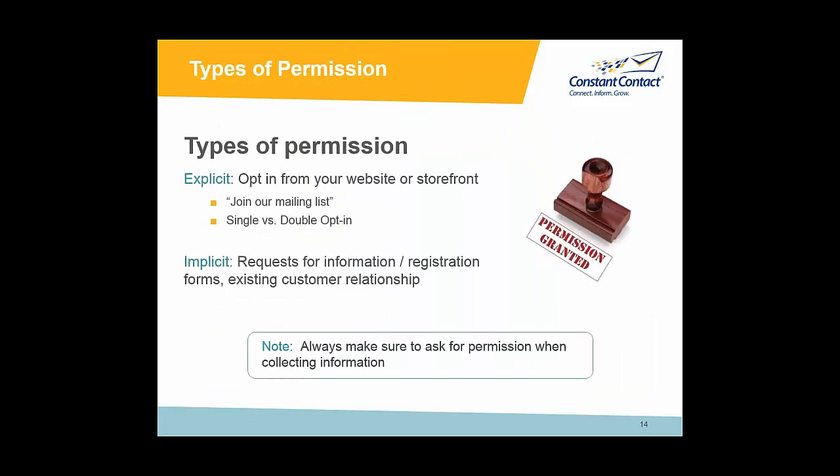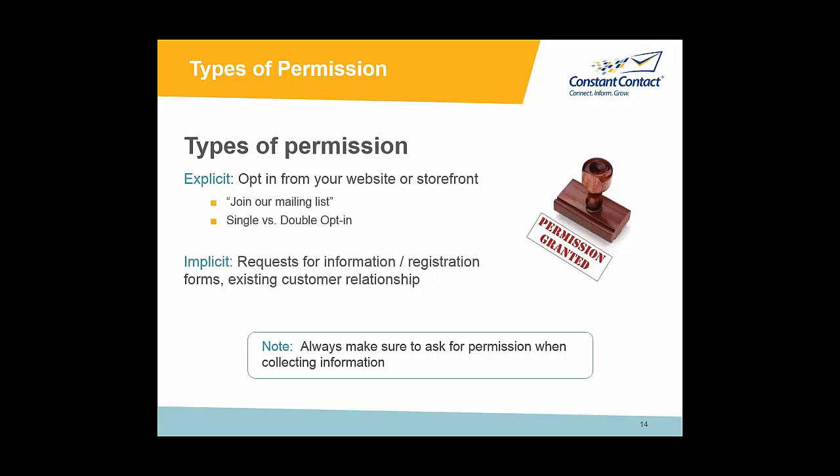These are types of permission. We've pretty much talked about this. Opt-in from your website or storefront, that's explicit. Join our mailing list. Single opt-in versus double opt-in, I don't worry too much about that. Single opt-in is, let's say on your website you have the join my mailing list, and they put in their email address to join your mailing list. That is a single opt-in.